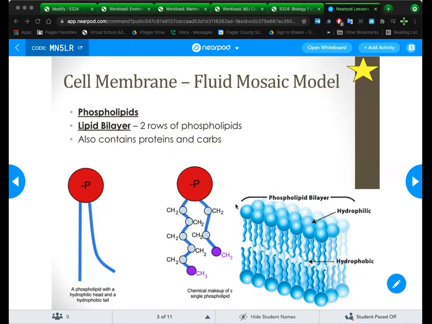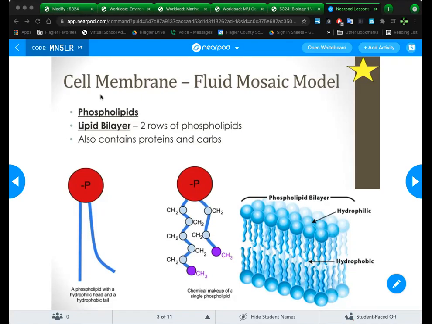The cellular transportation, the bulk of it's going to take place in the cell membrane. So cell membrane, all cells have a cell membrane. It's the very outside of the cell. It's what we call selectively permeable. So some things can go in, some things can go out, but it restricts what can and cannot go in there.